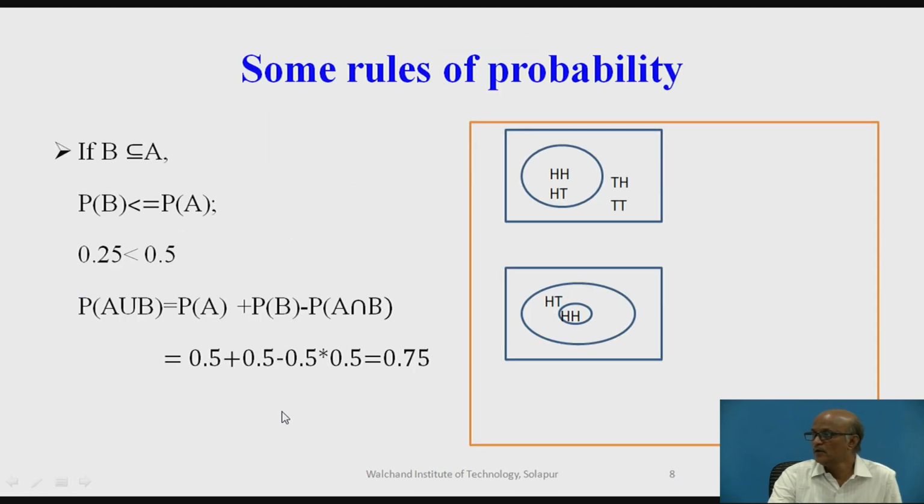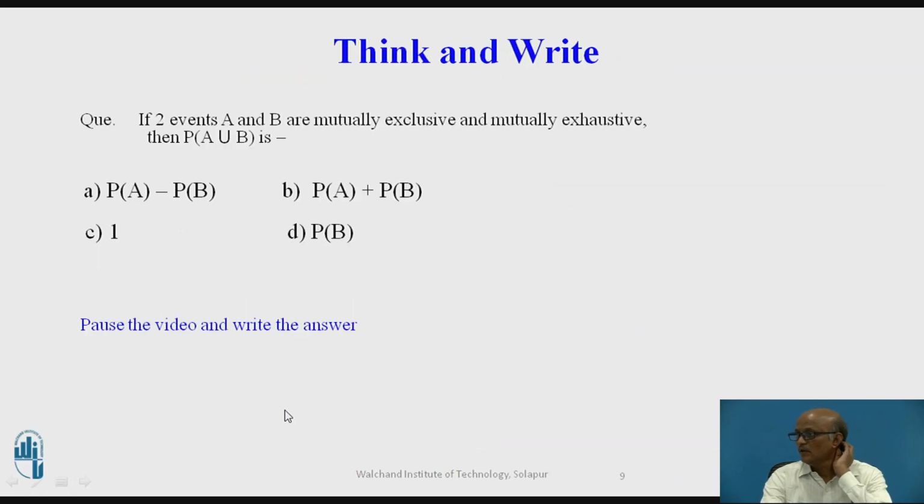Now look at this particular question. If two events A and B are mutually exclusive, what is the output? Whether it is A, B, C, or D, the possible outcome. Take a pause over here. Think and write the answer. Now check your answer over here. The correct answers are option B and option C.